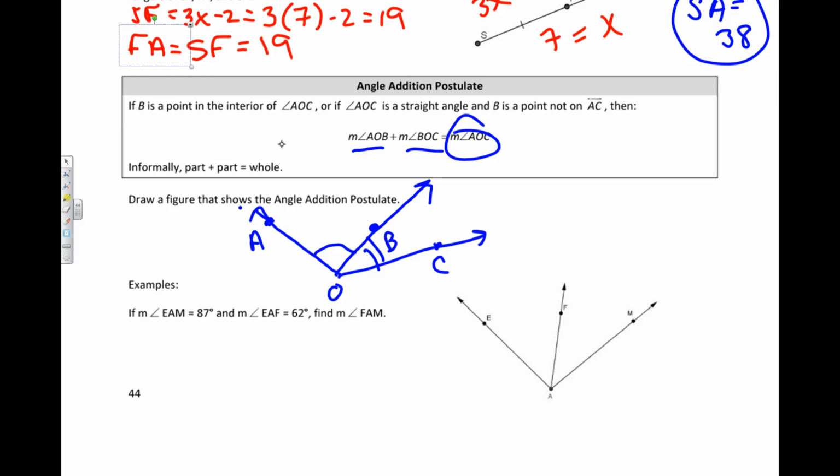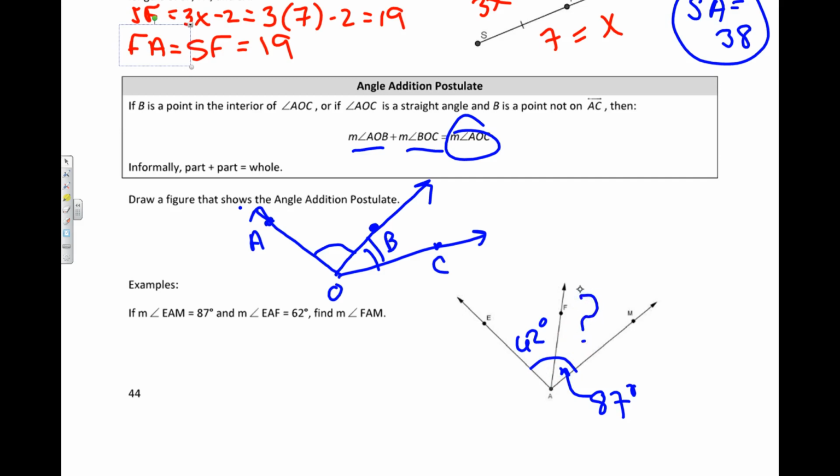So let's look at two examples now. If the measure of angle EAM, that's this guy right here, my whole, is 87 degrees, and the measure of angle EAF equals 62 degrees, that's this guy right here, find the measure of angle FAM. So that's this one. I don't know what it is.